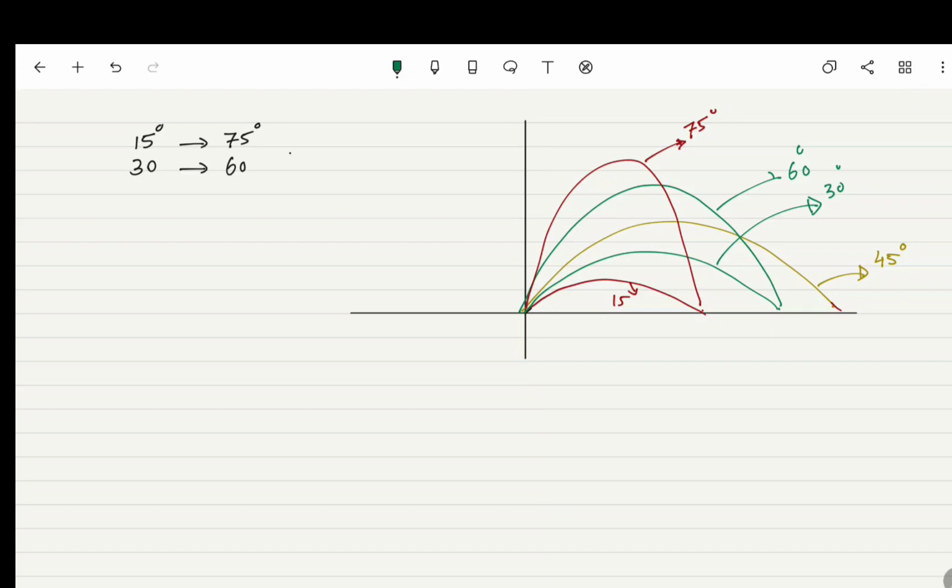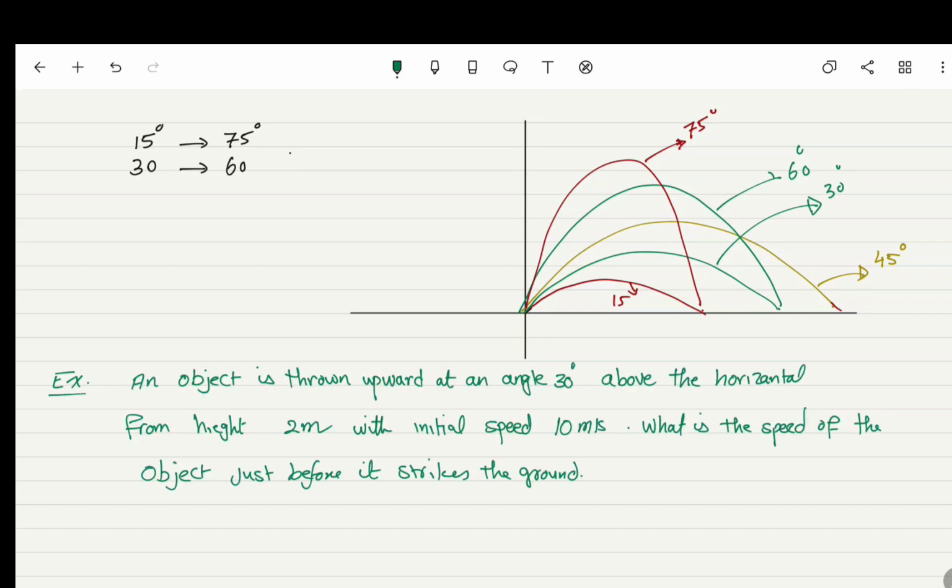Let's have an example here. Example: an object is thrown upward at an angle of 30 degrees above the horizontal from a height of 2 meters with an initial speed of 10 meters per second. What is the speed of the object just before it strikes the ground?